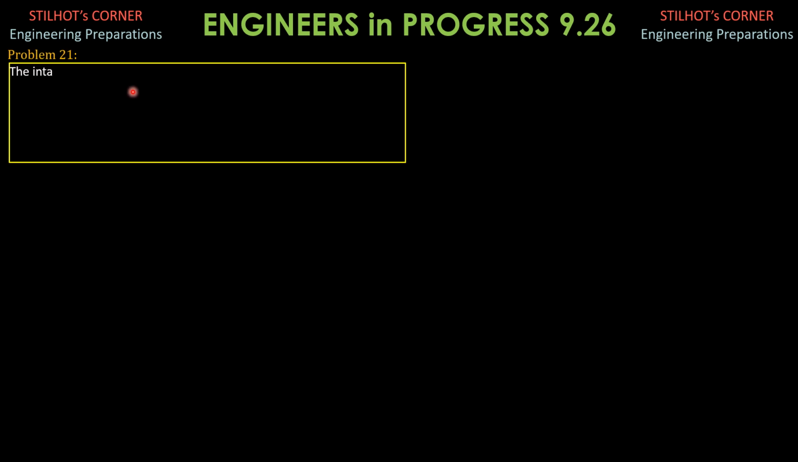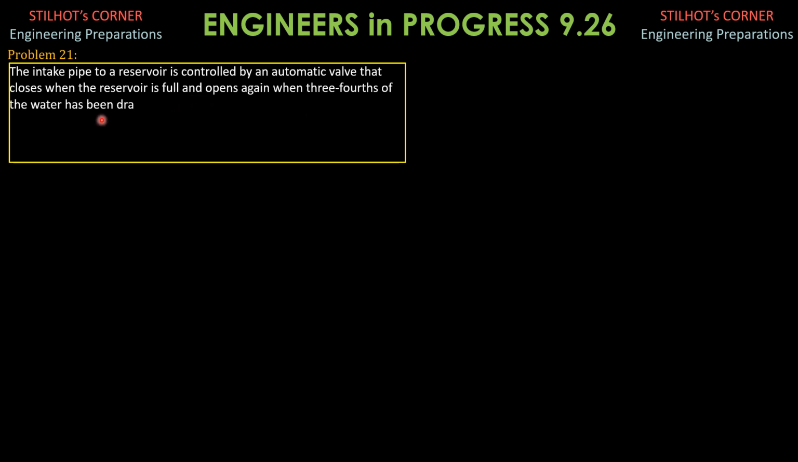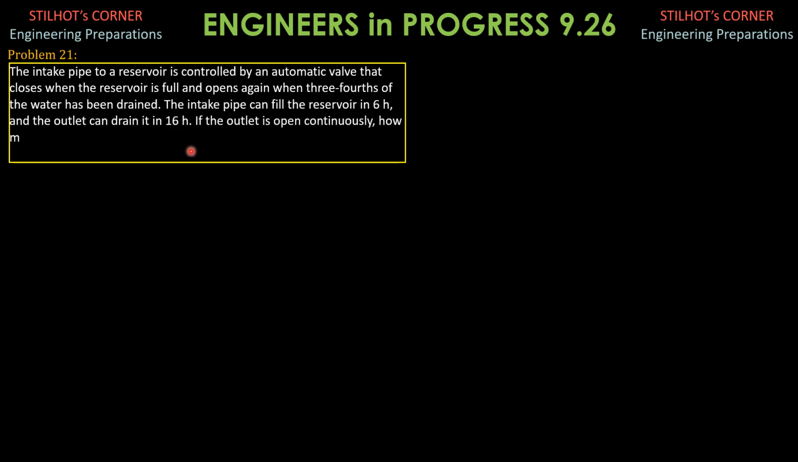Problem 21. The intake pipe to a reservoir is controlled by an automatic valve that closes when the reservoir is full and opens again when three-fourths of the water has been drained. The intake pipe can fill the reservoir in 6 hours and the outlet can drain it in 16 hours. If the outlet is open continuously, how much time elapses between two consecutive times when the reservoir is full? So take note of the situation, understand the situation.